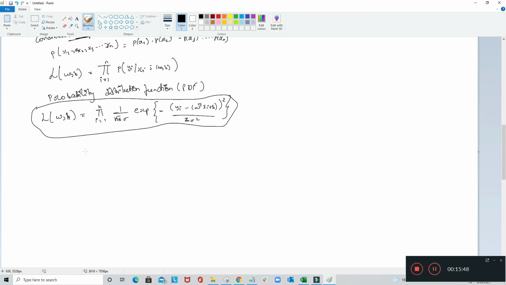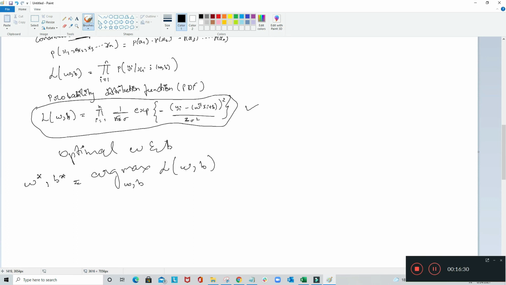Now, for this above equation, we have to find optimal W and B. And this can be rewritten as find optimal W star and B star. Those are the optimal values for W and B. We have to maximize them. Argmax of W and B and same above equation. So for my likelihood equation, I need to find the W and B which maximizes this product.